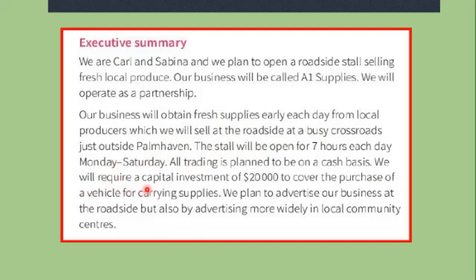We will require a capital investment of 20,000 to cover the purchase of a vehicle for carrying supply. We plan to advertise our business at the roadside, but also by advertising more widely in local community centers. Okay, so this is what the executives have to say about their business. This is what they plan.